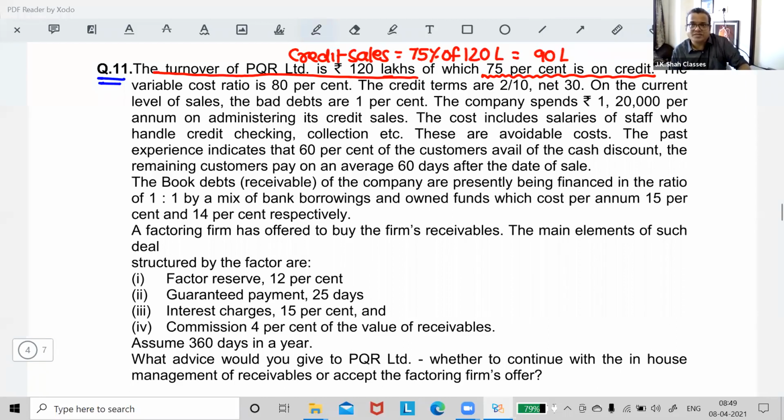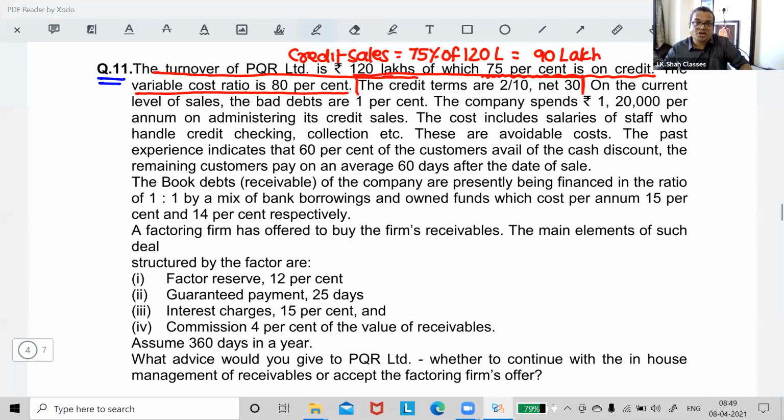90 lakh? Yes, 90 lakh. Correct. Credit sale 90 lakh. I can see your answers. Thank you. The variable cost ratio is 80%. Credit terms are there. 2 by 10 net 30.